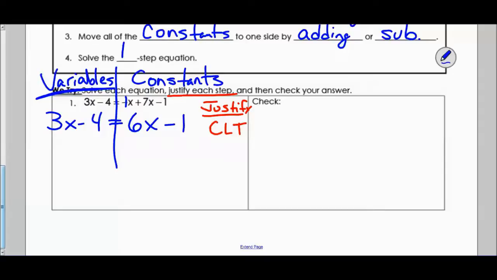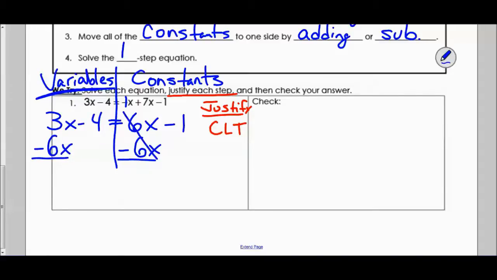I can't just divide. Dividing by 6 only cancels out the 6. That only cancels out this multiplication by 6. That's not what I want to do. I want to cancel out everything on that side. So instead, I'm going to use addition or subtraction. Here I'm going to use subtraction because it's a positive 6x. I'm going to subtract 6x from both sides.